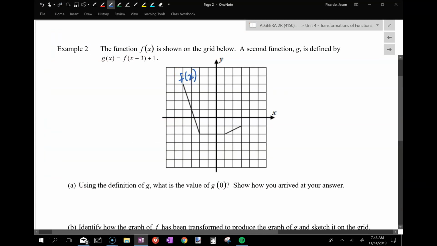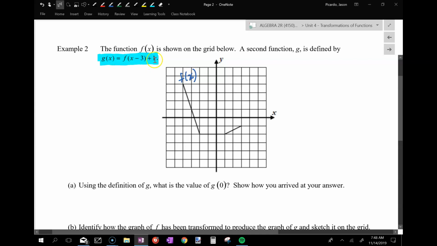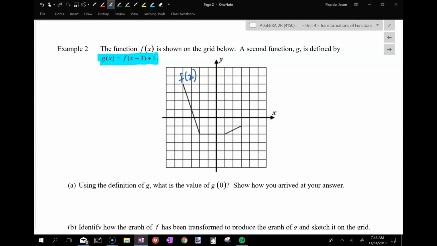A second function is defined by this. Now, I agree that this looks very different from an absolute value graph that we just did, right? But Dylan, if we use the exact same concept, what do you think we need to do based on the way this is written? I could plug it in, but let's make it even easier. I don't want to do any work. Based on that last example, what do you think I need to do to this graph?